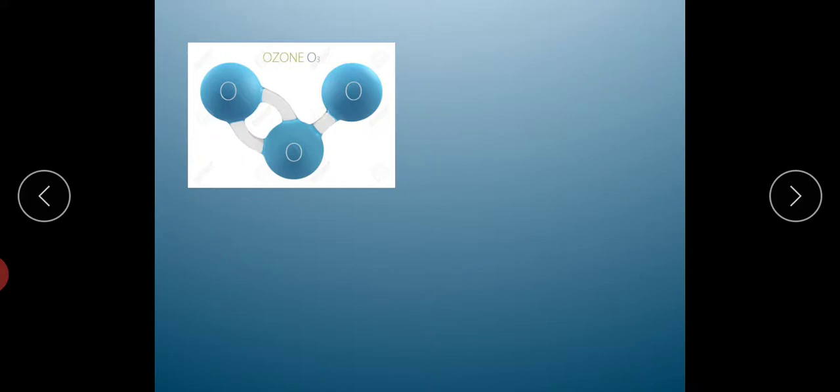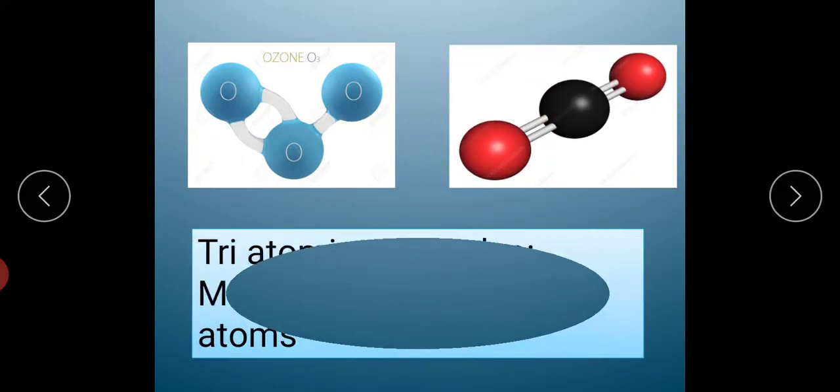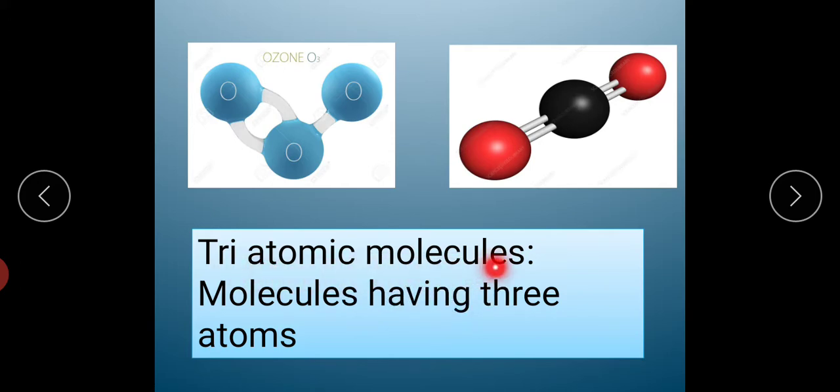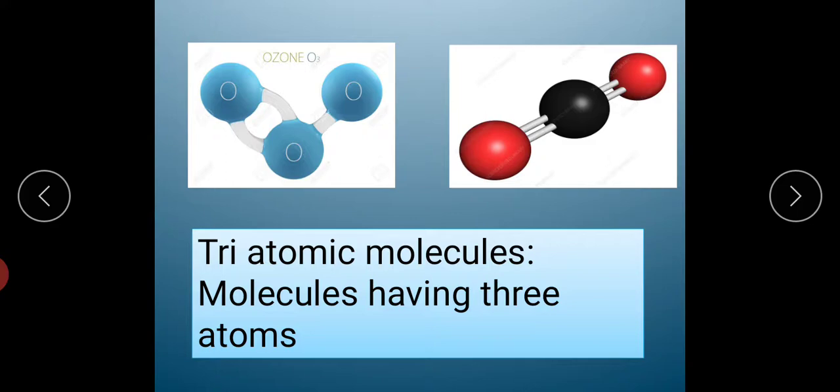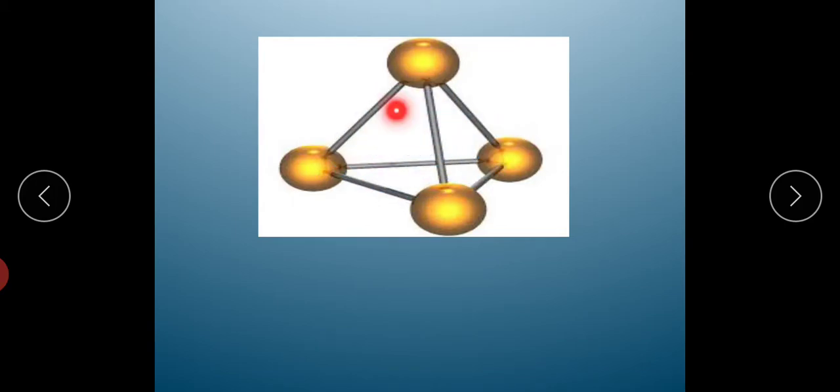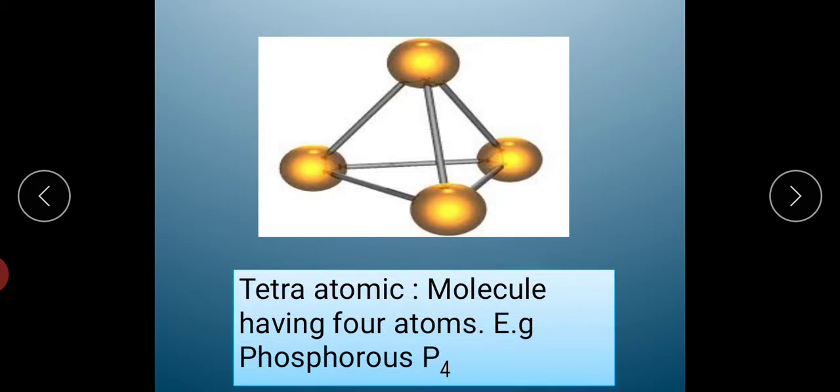They have two atoms in one molecule. Molecules which have three atoms are called triatomic. So in triatomic molecules, you have 3 atoms. So here you have ozone, O3. This is carbon dioxide, CO2. So 1 carbon and 2 oxygen. Here you have how many? 1, 2, 3 and 4 atoms in one molecule. So this is tetraatomic. Tetra means 4. Molecule having 4 atoms. For example, phosphorus, P4. This is tetraatomic.